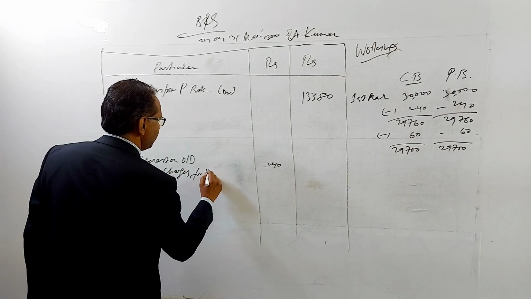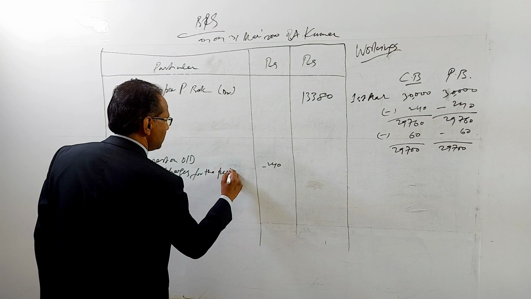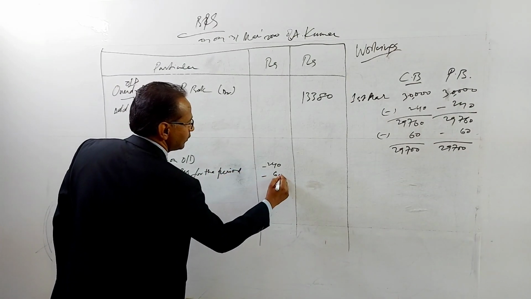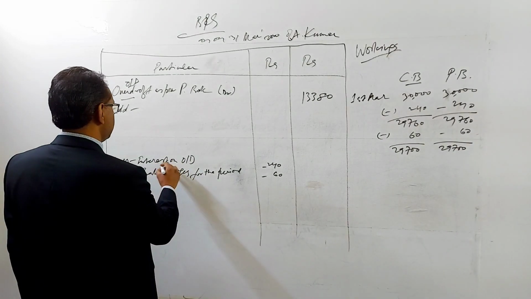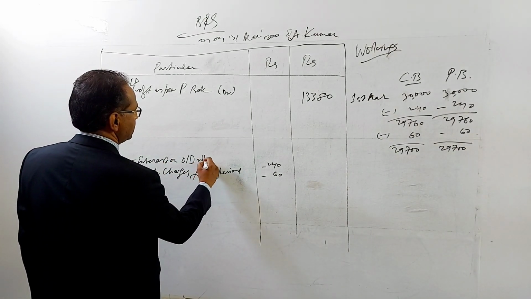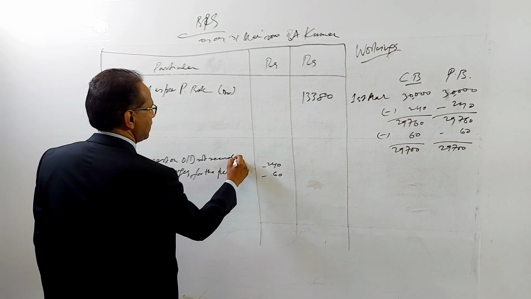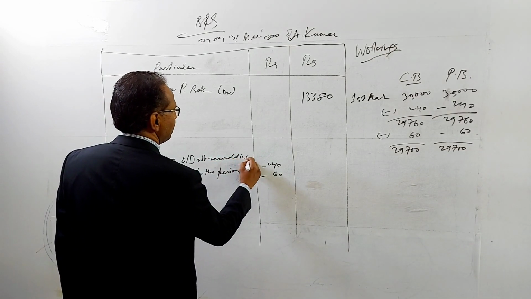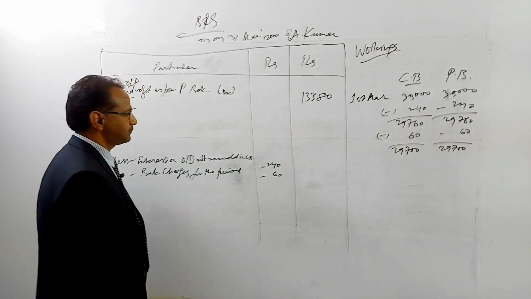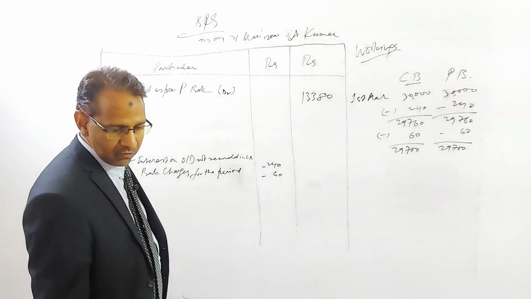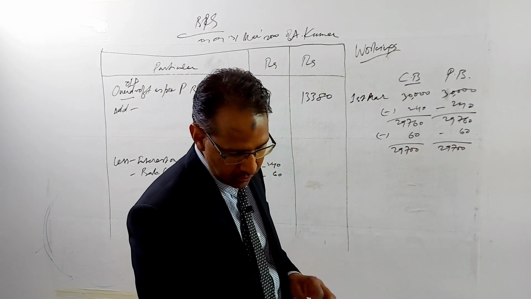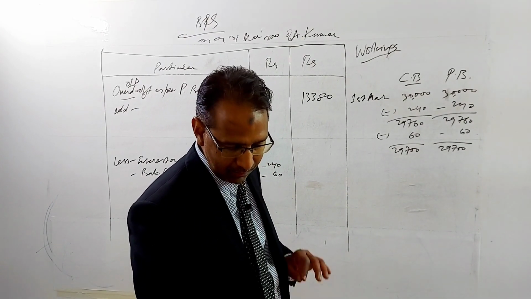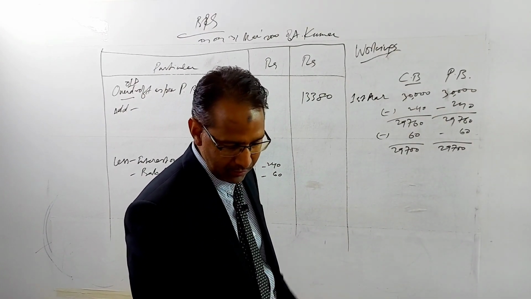So here also bank charges for the period, 60 rupees. Okay. Interest on overdraft, you can say not recorded in books, in cash book. Fine. Fine. Then comes check drawn but not cashed by the supplier prior to 31st March 2020.